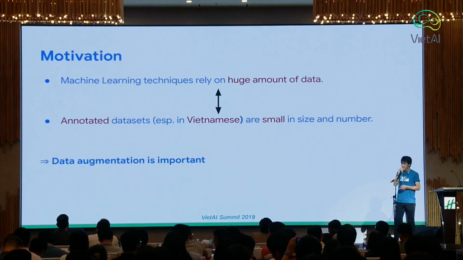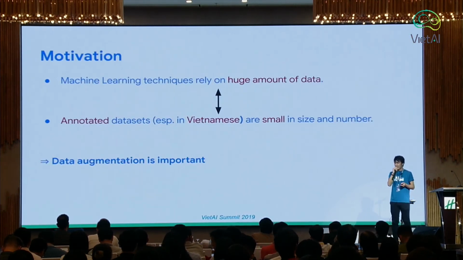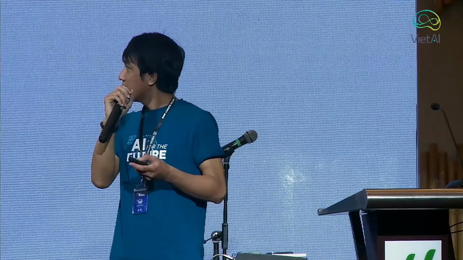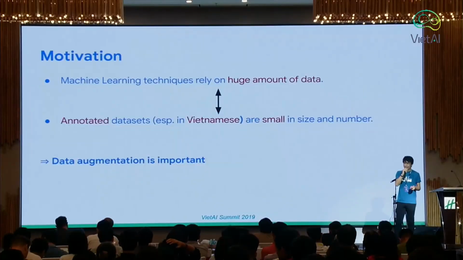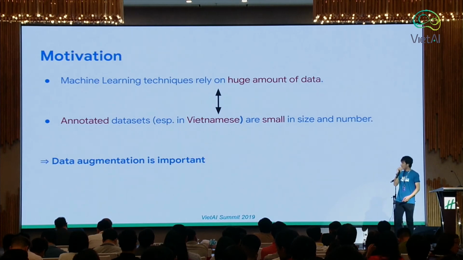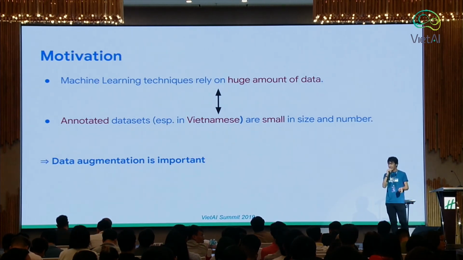Okay, but first let's talk about data augmentation, like what is this and why we need to use them. Well, in machine learning, we usually have a data set and we need to build a mathematical model, and we try to optimize this by feeding the data into the model. And one of the things that makes deep learning powerful is that we have a lot of data, but in some cases, annotated data sets is very limited, very small in size. For example, with Vietnamese corpus, so data augmentation is very important here.